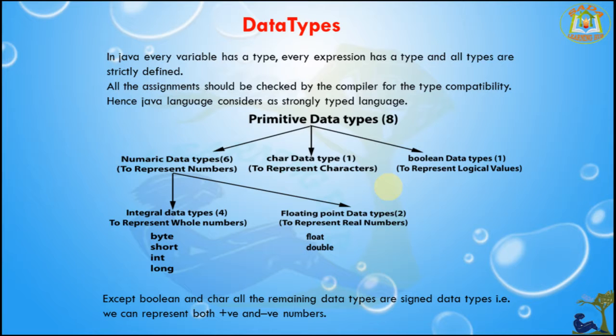Four numeric data types are there. Those are divided into two categories: integral data types and floating point data types. Integral data types are byte, short, int, long, and floating point data types are float, double. Except Boolean and char, all remaining data types are signed data types because we can represent both positive and negative numbers.